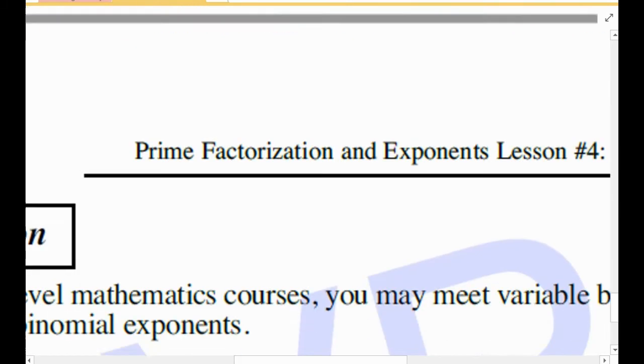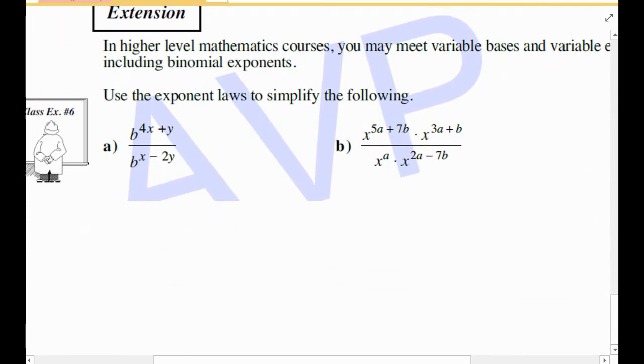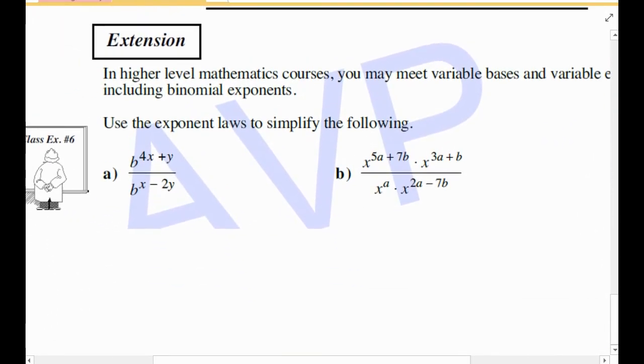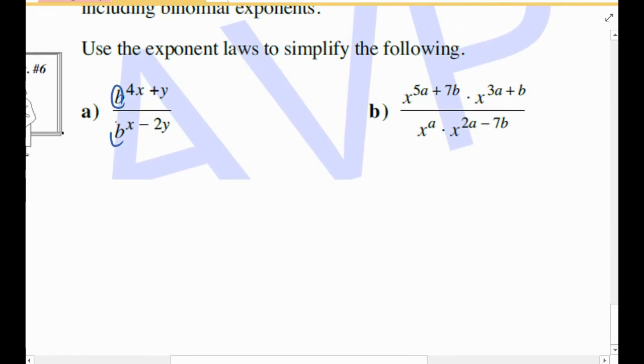Next question. Those 2 questions are extensions, but I want you to actually practice this. Here, we have the same base and we have the exponent. So, b to the power of 4x plus y minus x minus 2y.